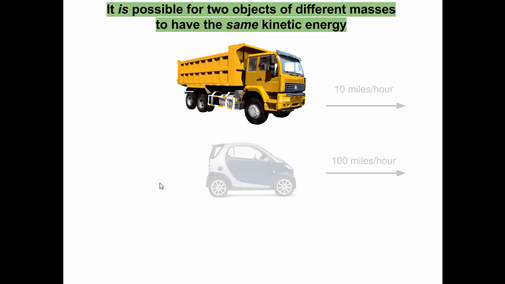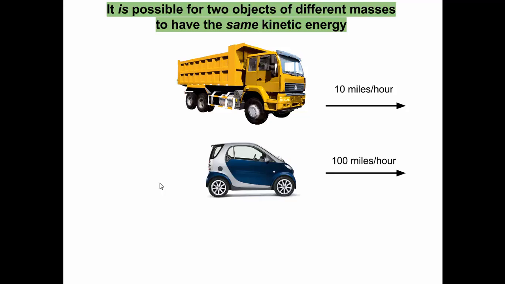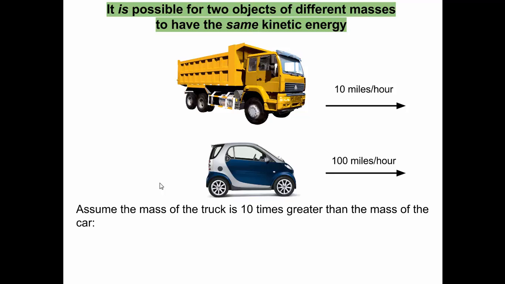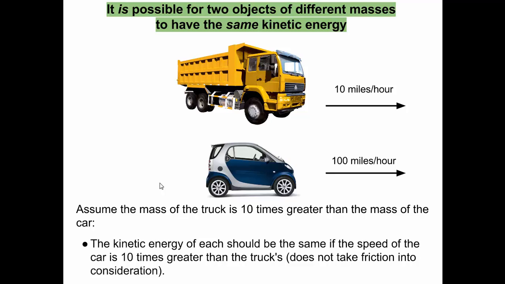Again, it is possible for two objects of different masses to have the same kinetic energy. How do you think that is? Right, you change the speed. So we have our dump truck and our smart car. If our dump truck has 10 times greater mass than our smart car, and our smart car is moving 10 times as fast as our dump truck, the kinetic energy for each of them should be the same.